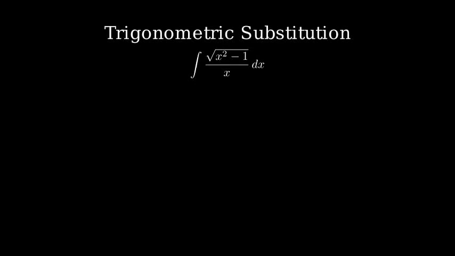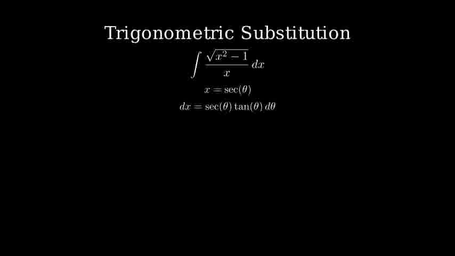Now, when we see the expression x² minus 1 within a square root, it suggests a trigonometric substitution. Specifically here, we can use the substitution x equals secant of theta. Now let's compute dx, which we'll need later. With our substitution, dx becomes secant theta tangent theta d theta, as the derivative of secant theta is secant theta tangent theta.